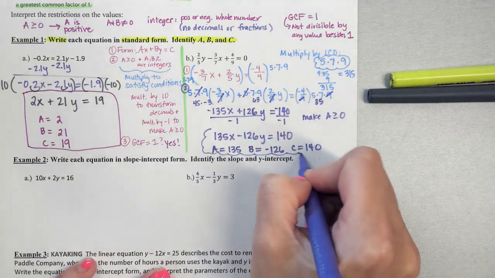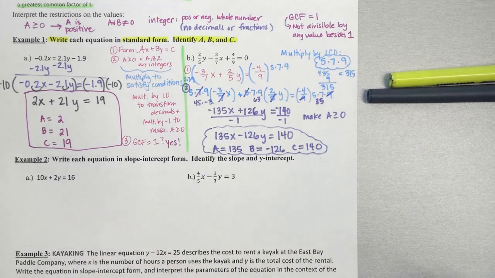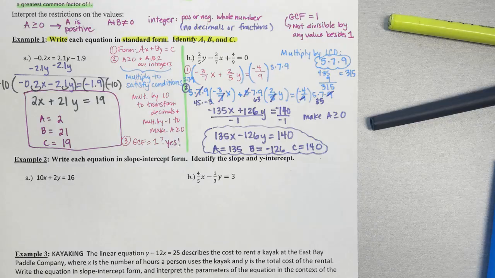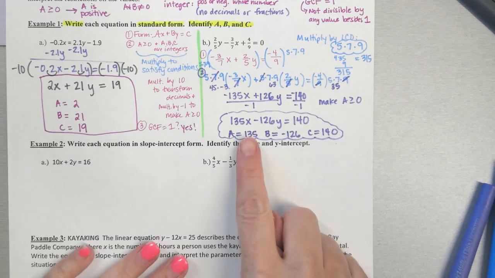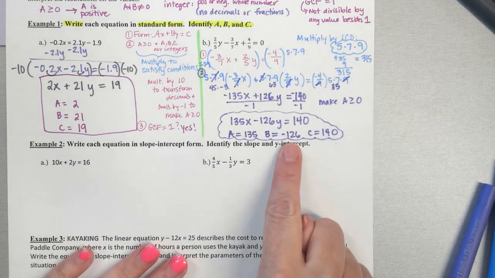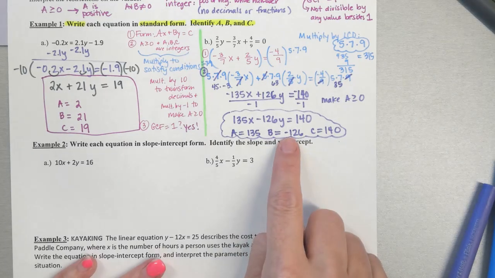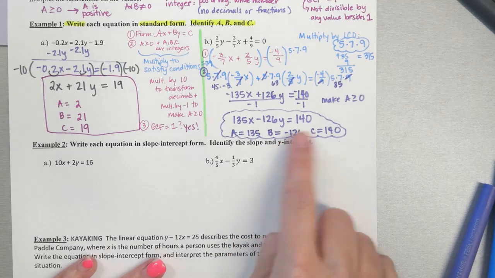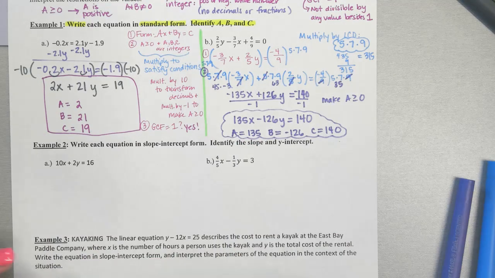Okay, and because we used the LCD here, we shouldn't have any other common factors. So our GCF should be 1. Okay, like 5 would go into these two, but not this one, so that doesn't matter. 2 would go into these two, but not 135, so that's not going to matter either.